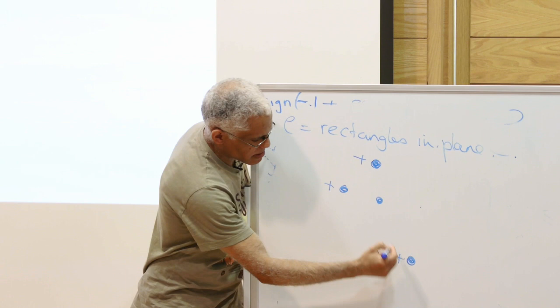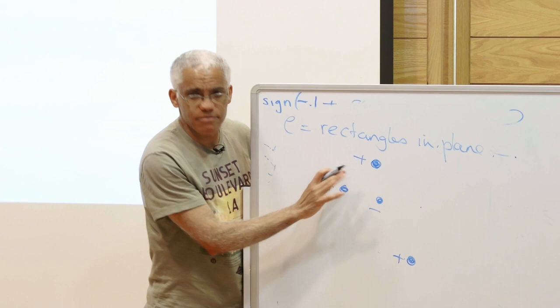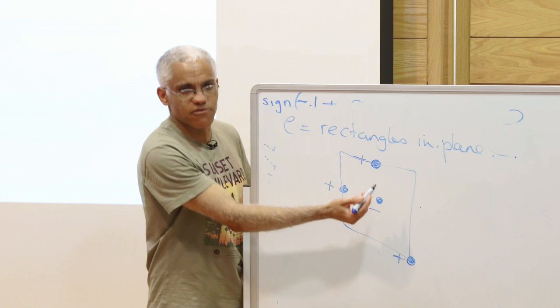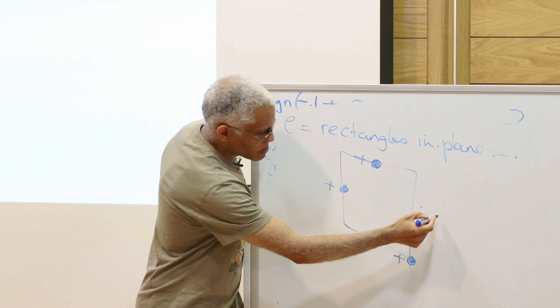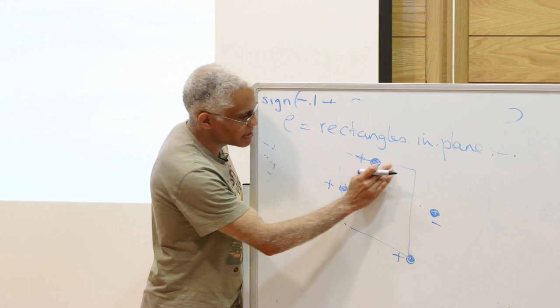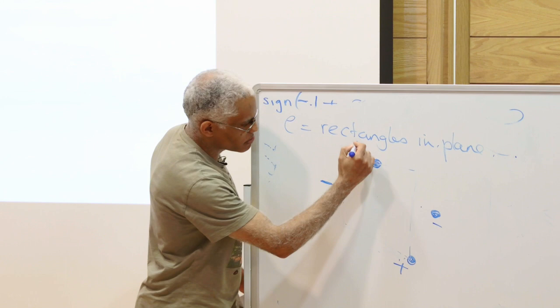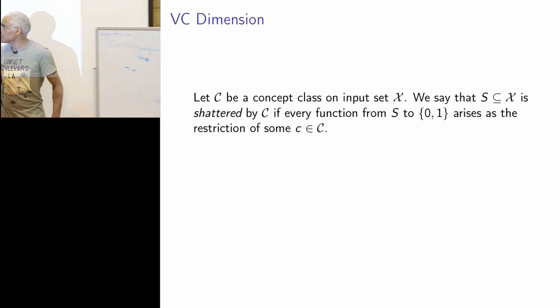Yes, exactly. This labeling is not realized, because the rectangle that realizes it has to include these points, and the smallest rectangle that includes these four points is this one, but then I'm forced to include this point. So this is not shattered. However, if I put this point outside, I could realize this labeling, and with these four points I could realize any labeling. So I claim these four points are shattered: if I wanted a labeling where this is minus, this is plus, and this is plus, I could put a rectangle like this.